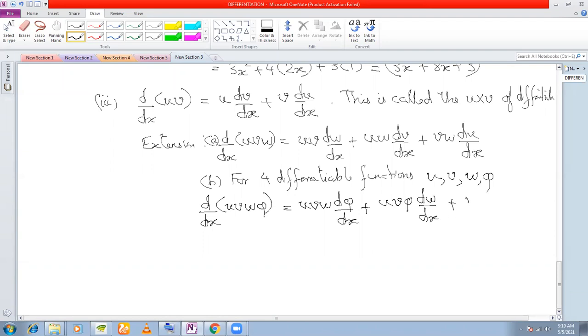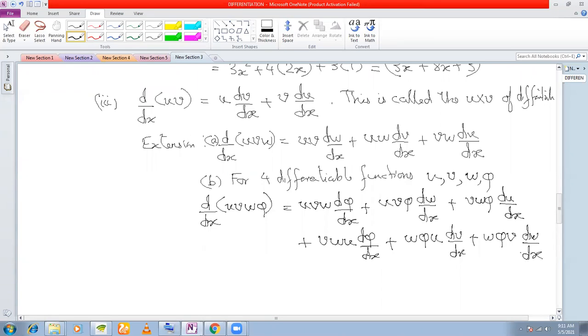Next, let us take the v w 5 and differentiate this, du dx. Next, let us take v w u d5 dx, right? Let's take w5 u dv dx and w5 v dw dx. Okay, I think this is a set of all combinations, no other combination.